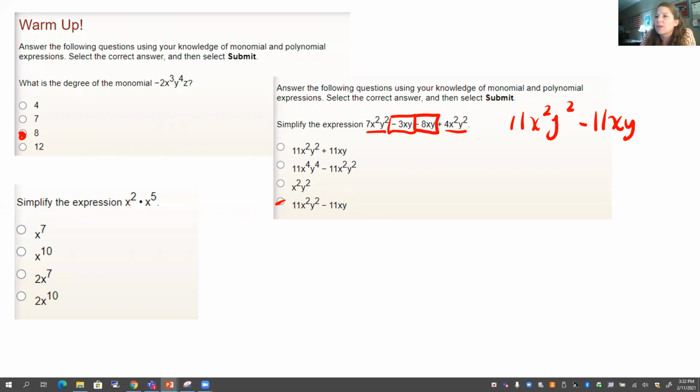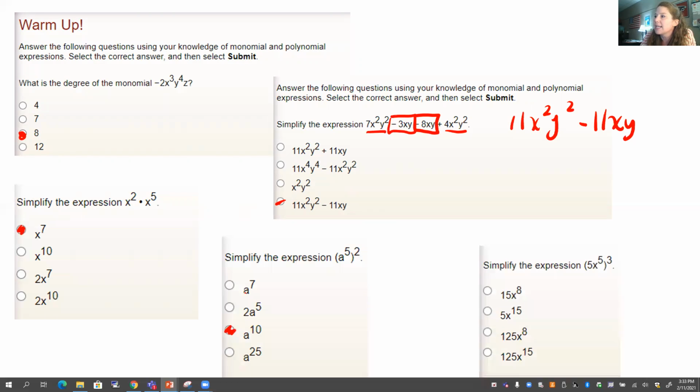So what about this one? So here we have two numbers that have the same base being multiplied. So we add their exponents. So we get x to the 7th power. And then we have a power raised to a power. So remember, when you have a power raised to a power, you multiply. So 5 times 2 is 10. So this one is letter C.